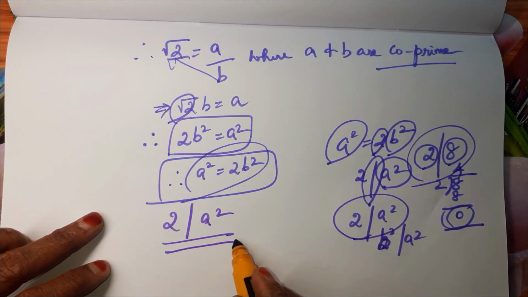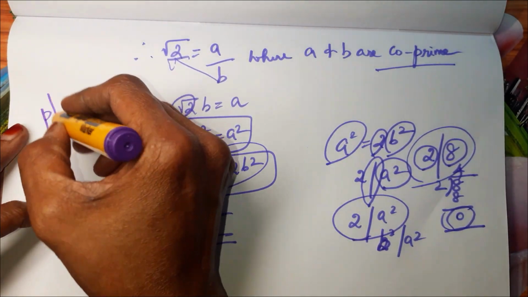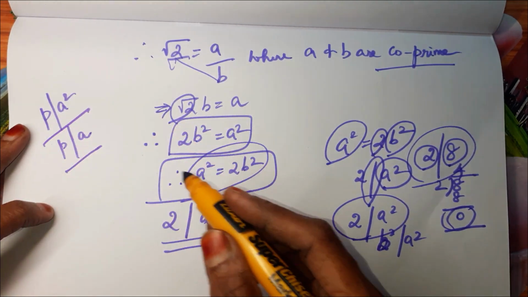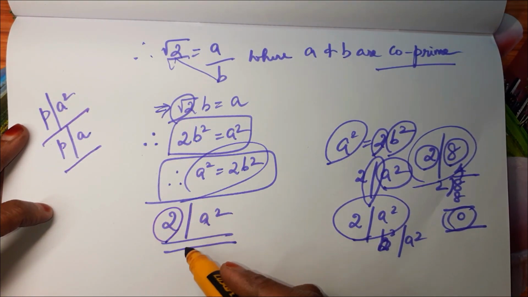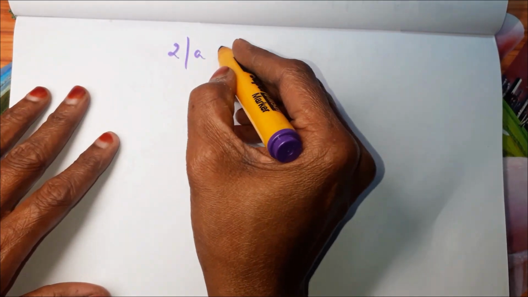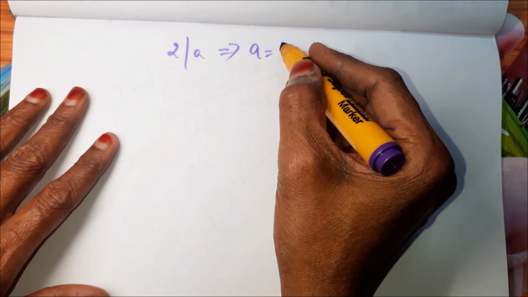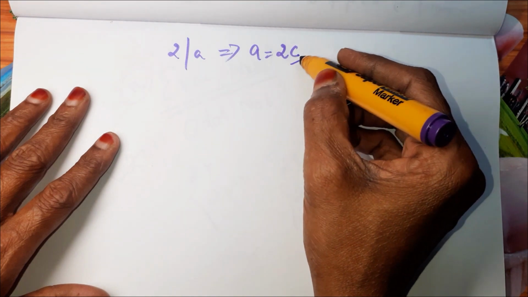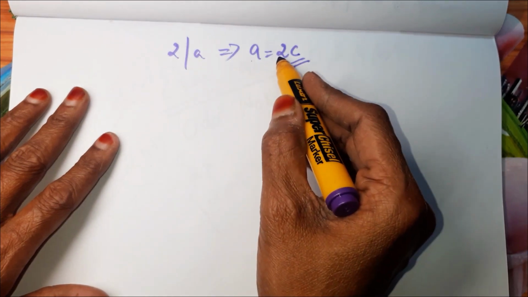We have one theorem, no? What theorem did we see? When p divides a squared, p divides a also. We are going to use that. In the place of p, we have 2. So this 2 also divides a. This is the result we are getting now: 2 divides a. 2 divides a means a can be written as a multiple of 2, so 2 into something. That multiple we take as c, where c is an integer. So a is equal to 2 into c.